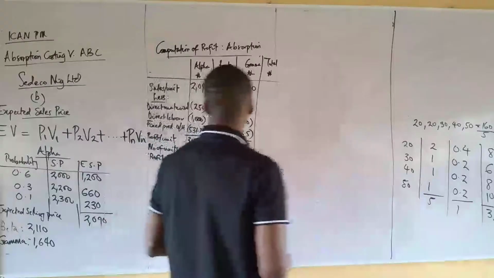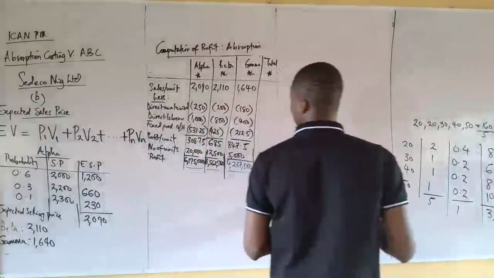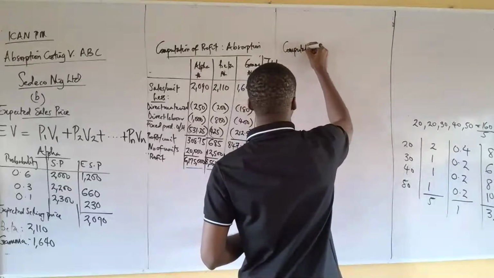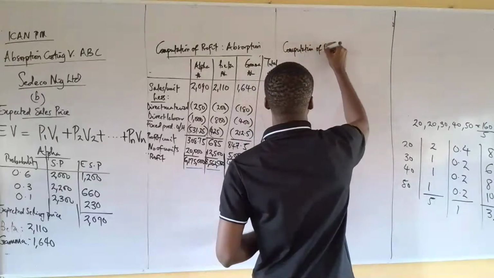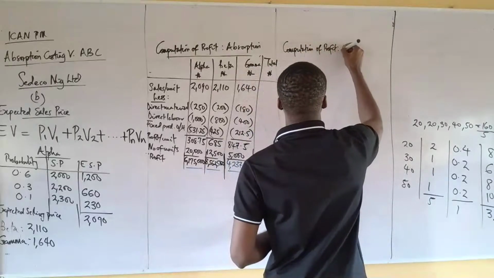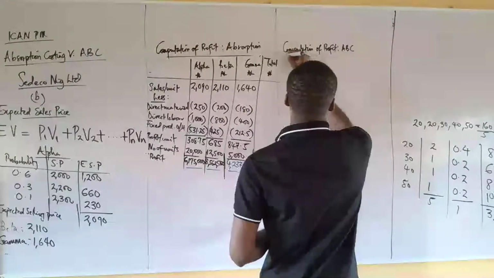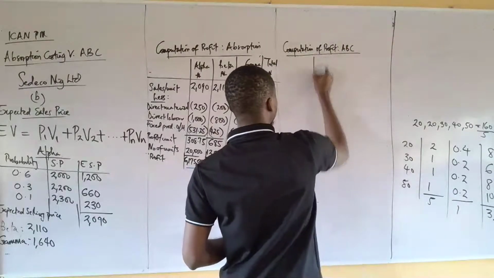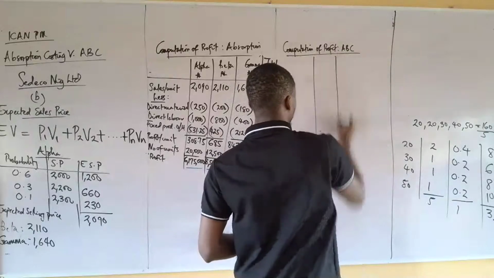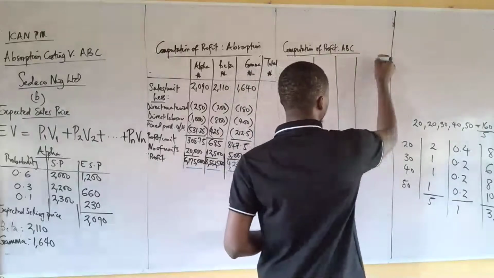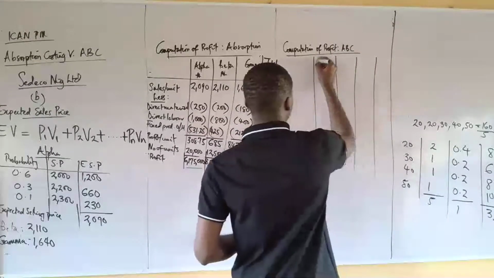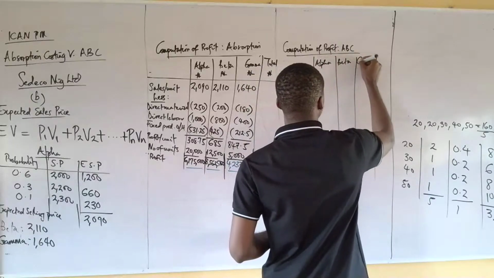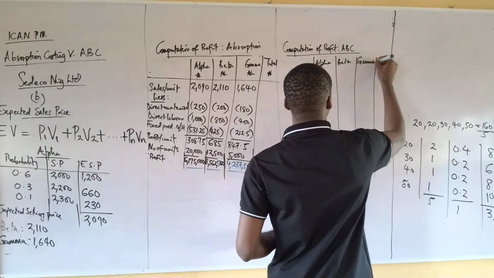So this is the total profit under absorption. Now the computation of profits is under ABC. So it's going to have alpha, delta, gamma.